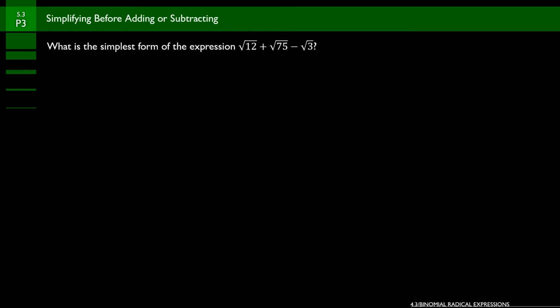For problem number 3, we need to simplify before we can add or subtract. So we're asked, what is the simplest form of the expression square root of 12 plus square root of 75 minus square root of 3? So if we were just to look at these and say, can we add or subtract these? No, we wouldn't be able to, because even though we do have the same indices, we've got different radicands. But let's take a look at the radicands and see if we can't simplify them.